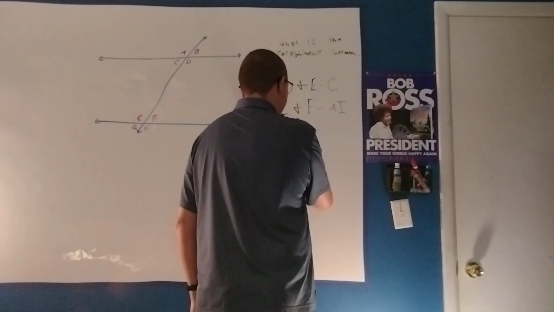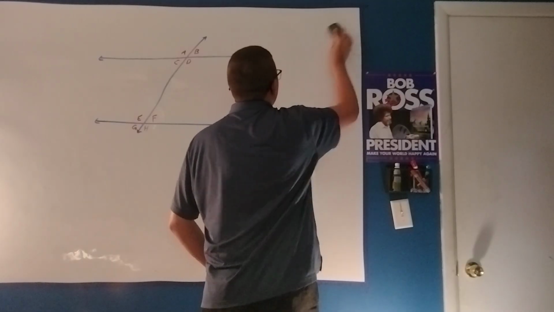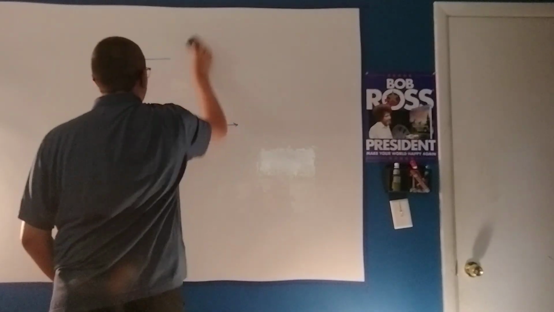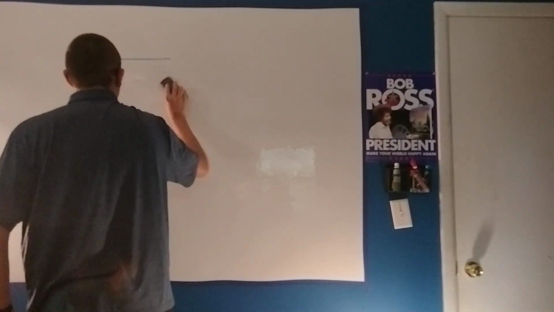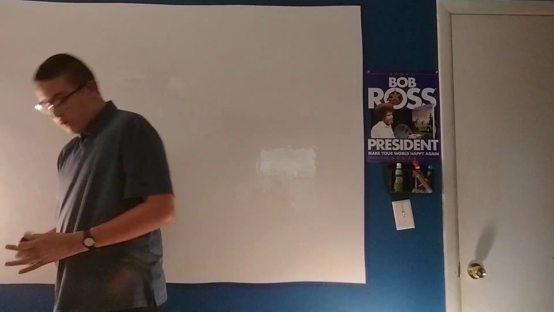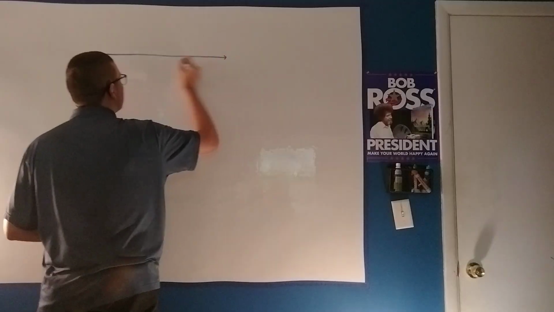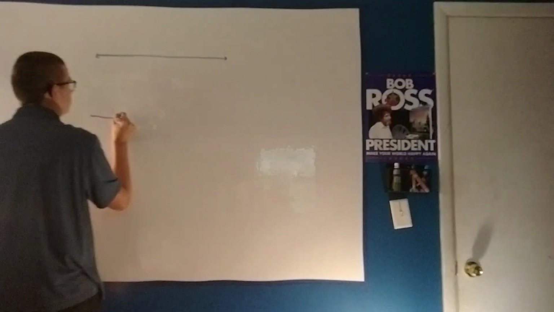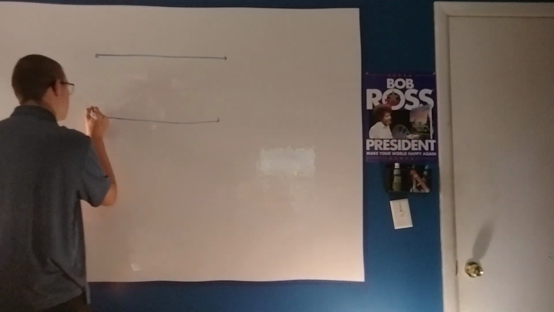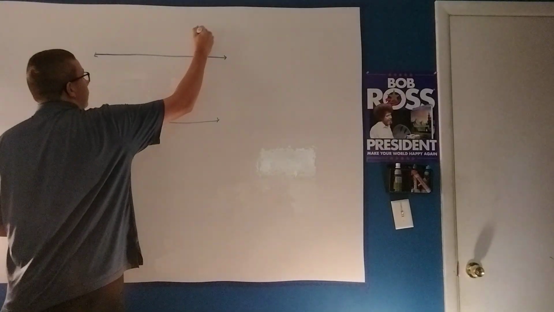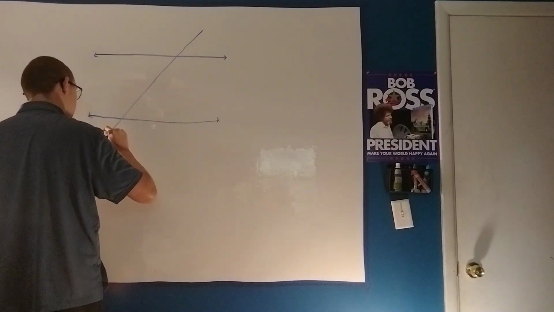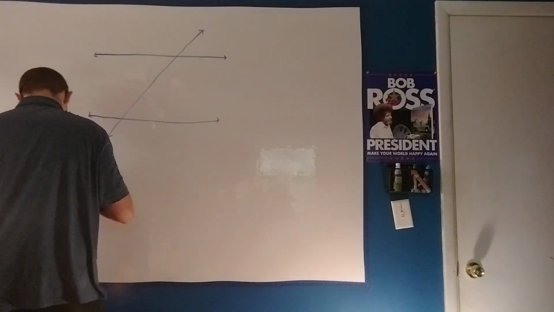So, again, give me a second to erase all of this, and then we'll be going through something that's not really self-explanatory, but kind of. So if we have our diagram again, like this, and transversal, like that.